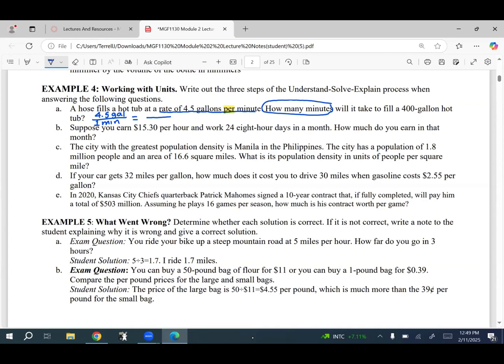So I do know that I have a 400-gallon hot tub, and I'm trying to figure out how many minutes it will take to fill it. Notice that this fraction has the same units, gallons and minutes. So when I create my equal sign and my other fraction, make sure you align the units. If gallons are on the top of this fraction, I'm going to make sure I put gallons, in this case 400, on the top of my other fraction. And I'm putting x for the minutes because I don't know what the minutes are. That's what I'm being asked to find. And notice minutes are on the bottom of both my fractions.